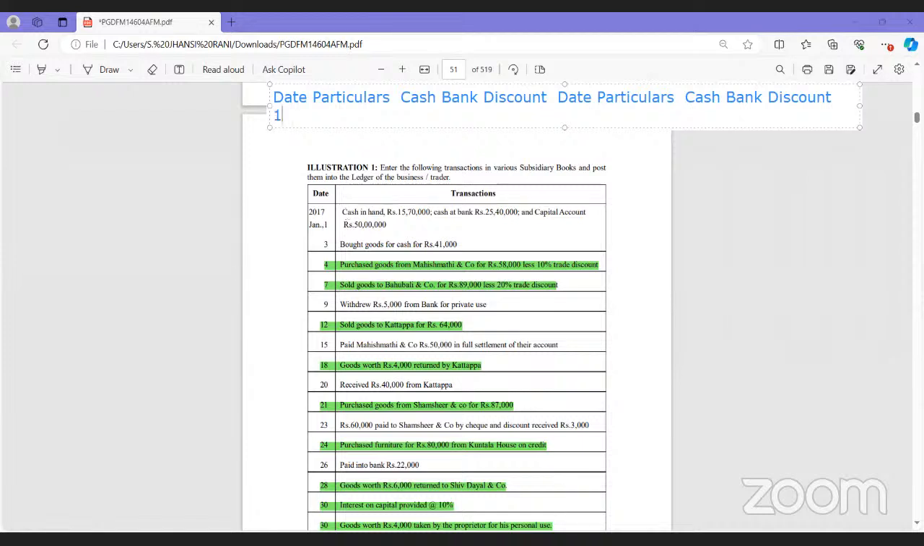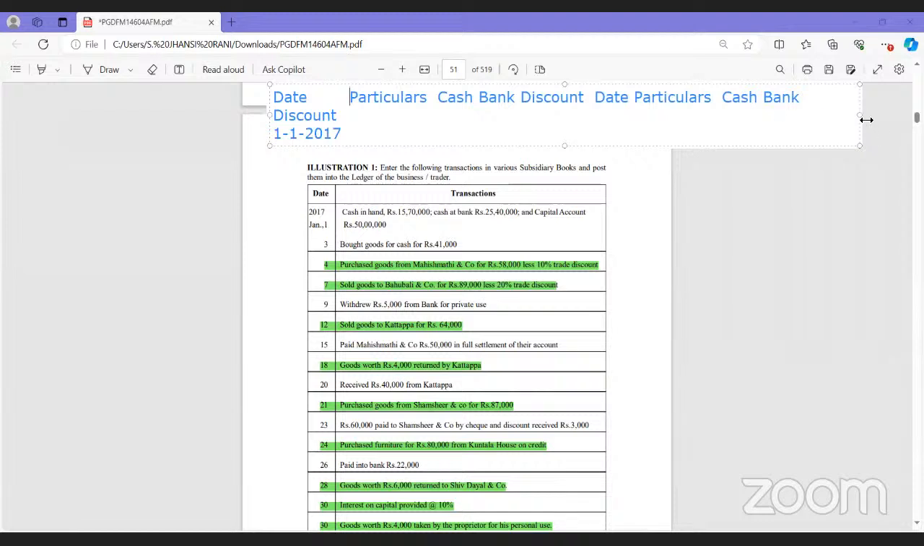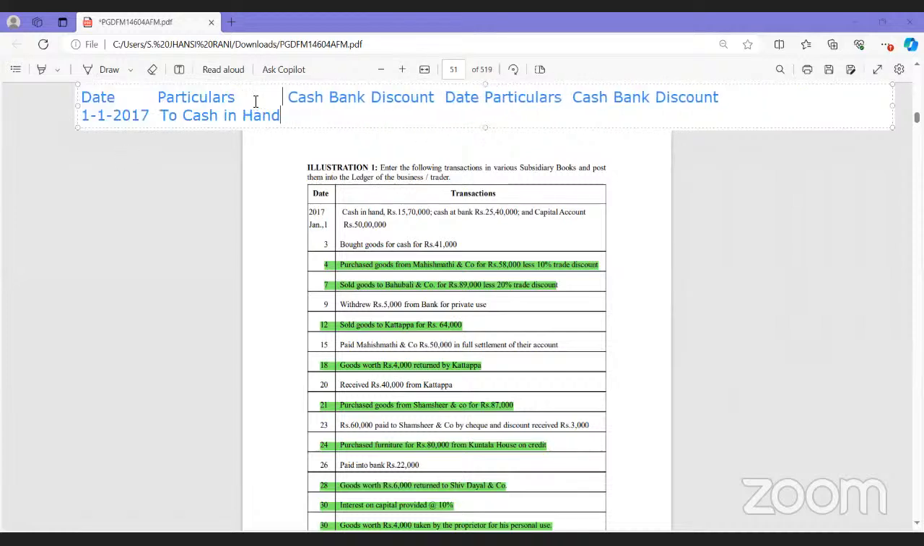So here the date will be 1/1/2017. In the date column it will be 1/1/2017. Now under the particulars column we write to cash in hand. To cash in hand. And here the amount, if you look here, is given as 15,70,000.